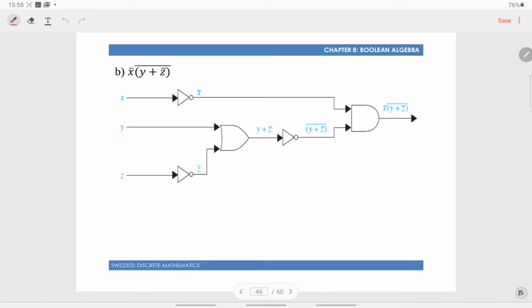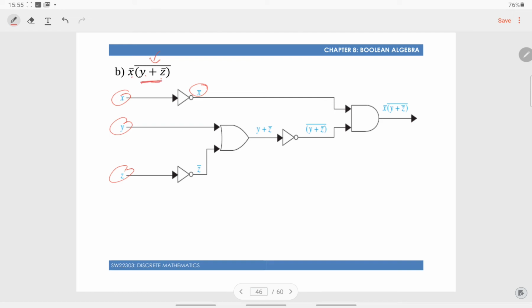The next one, we have x complement times, in parenthesis, y times z complement, and then again we have complement. Okay, how to answer this problem? So again, we refer to the involved variables. This time we have x, y, and z, because these variables will determine the inputs for the circuit. So we have x, y, and z, the original without any complement. And then we start with x complement, so it goes to an inverter, we have x complement.